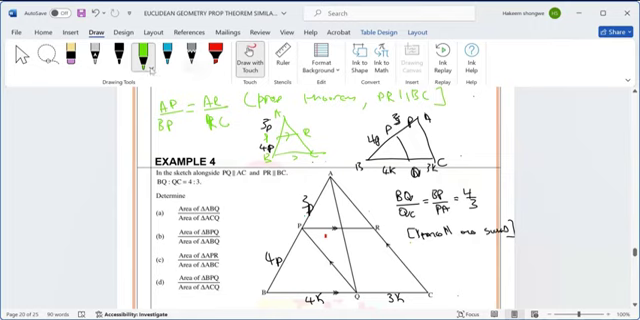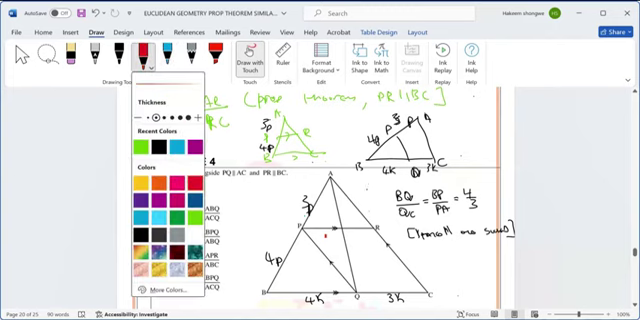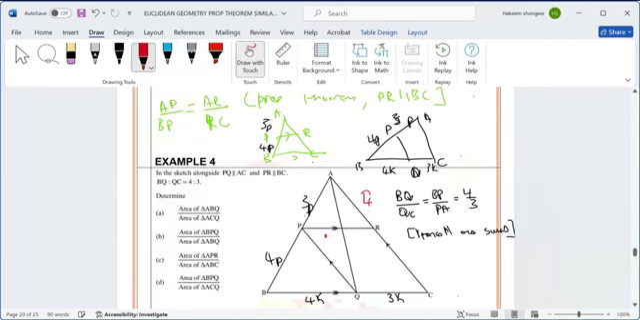Let's make this one 3x, and then this one is going to be 4x, because it's 3:4. That one so far is fine. So we've used the proportionality theorem and we've used the given information. Now we go to number 1.